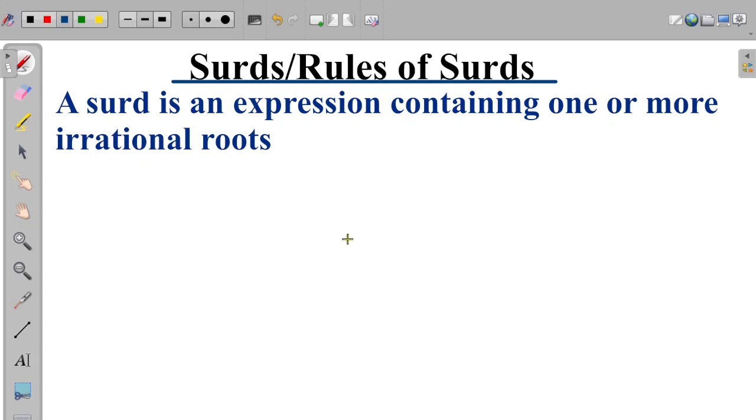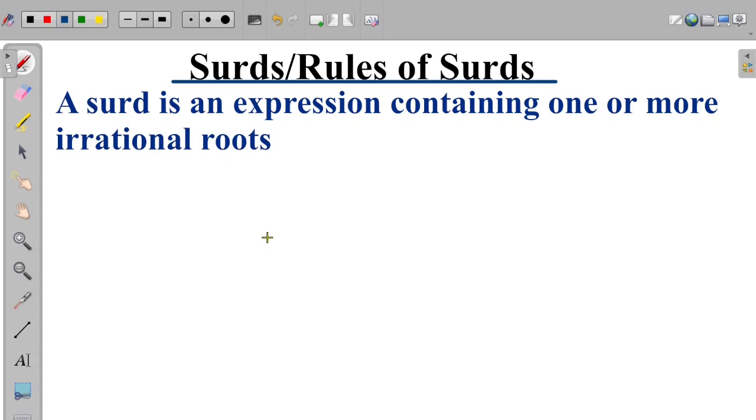Hello everyone. In this series, we are diving deep into the concept of surds, the roots of surd, conjugate and rationalization of surd, and how to solve surdic equations. But first, let us start with the concept of surd. So, what is a surd?